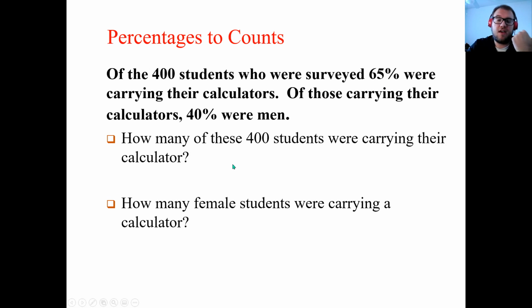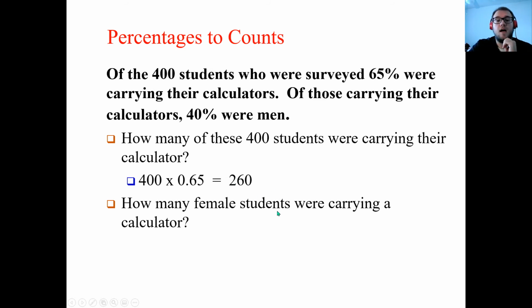So, percentages to counts. Of the 400 students who were surveyed, 65% were carrying their calculators, and of those carrying their calculators, 40% were men. So how many of these 400 students were carrying their calculators? Well, that's easy. You just multiply 400 by 0.65 and you get 260.